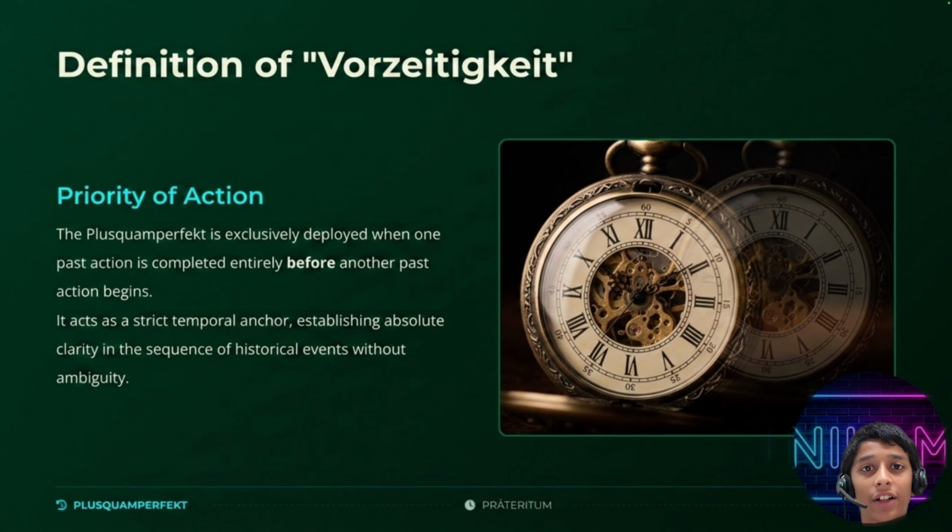Think about why this matters. In English, if I just say I ate, you left, you can usually guess the order from the sentence order alone. But German doesn't want you to guess. German wants the grammar itself to tell you the order, even if you scramble the sentence around. That's the whole beauty of this tense. It removes ambiguity by baking the sequence directly into the verb form.